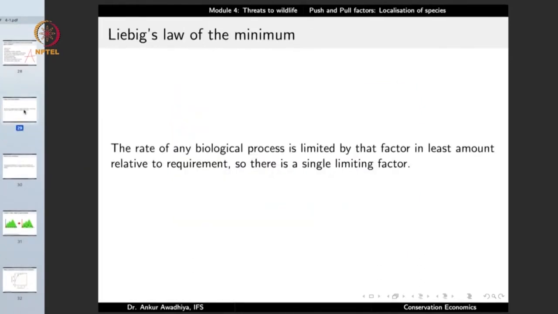Now in this context, we can also look at Liebig's law of the minimum. Liebig's law of the minimum states that the rate of any biological process is limited by that factor in the least amount relative to requirement, so that there is a single limiting factor. The rate of any biological process, including say the growth of plants, is limited by that factor that is there in the least amount relative to requirement. Now what does that mean?